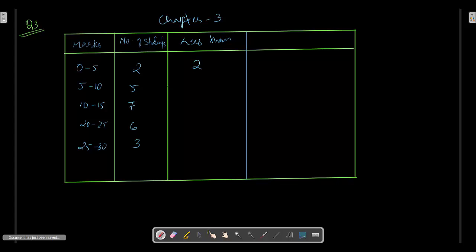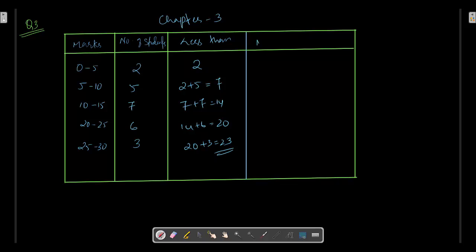The second one we start adding up. So 2 plus 5 is 7. Next, 7 plus 7 is 14. 14 plus 6 is 20. And 20 plus 3 is 23. So this is the answer for the less than basis.